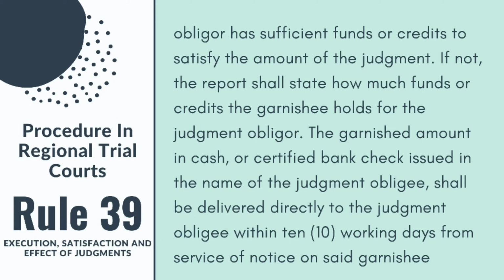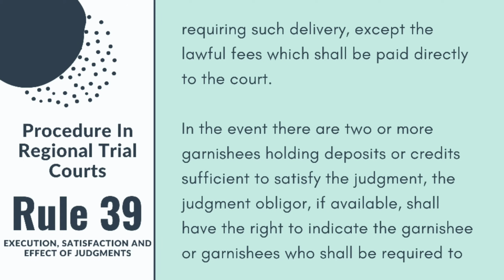The garnished amount in cash, or certified bank check issued in the name of the judgment obligee, shall be delivered directly to the judgment obligee, within 10 working days from service of notice on said garnishee requiring such delivery, except the lawful fees which shall be paid directly to the court.